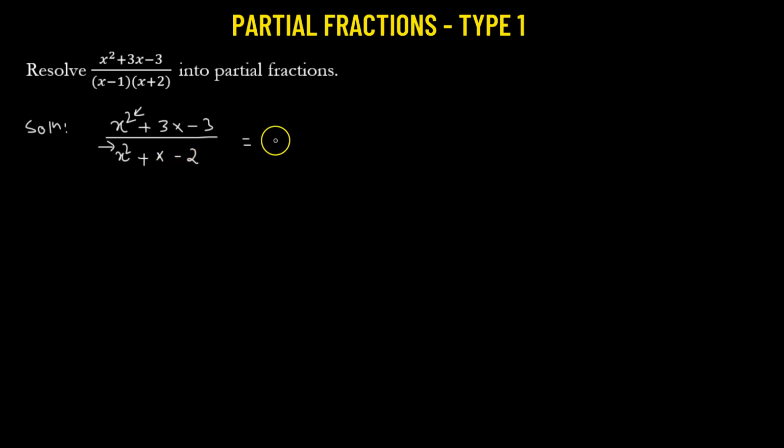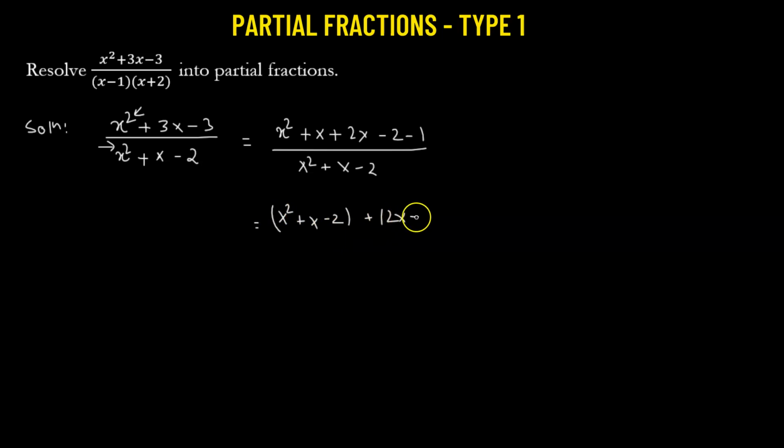So let's do that. Now, we can rewrite the numerator as x squared. Now, we can break 3x into two parts. So 3x can be broken as x plus 2x. And then we have negative 3, which can be written as negative 2 minus 1, whole divided by x squared plus x minus 2. The reason we have done this is so that we can rewrite the numerator part as x squared plus x minus 2 plus 2x minus 1, whole divided by x squared plus x minus 2.